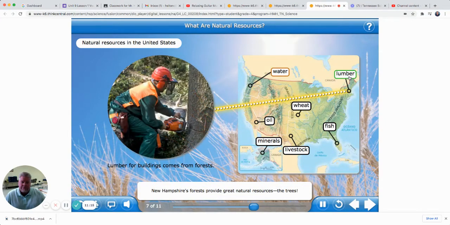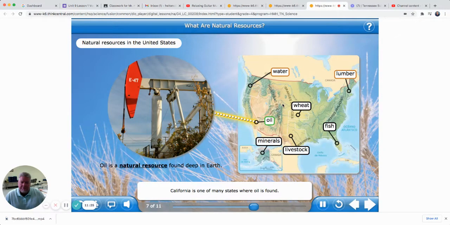New Hampshire's forests provide great natural resources, the trees. These trees are cut into lumber. California is one of many states where oil is found. Oil is a natural resource deep in earth. Oil wells help bring the oil to the surface.